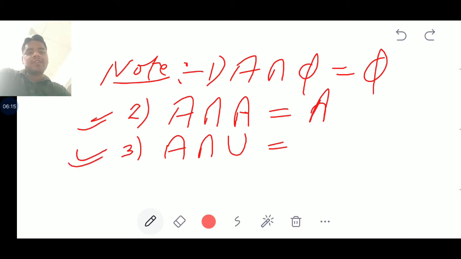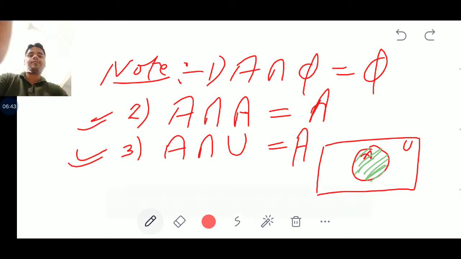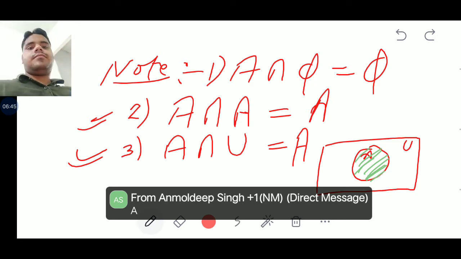What is the value of third, A intersection with the universal set? Yes, it looks like this. Let us say this rectangle shows your universal set, and here is a set A. So what are their common elements? All the elements in set A are taken as common elements, so it will equal the set A again. Is it clear, everyone? Good.